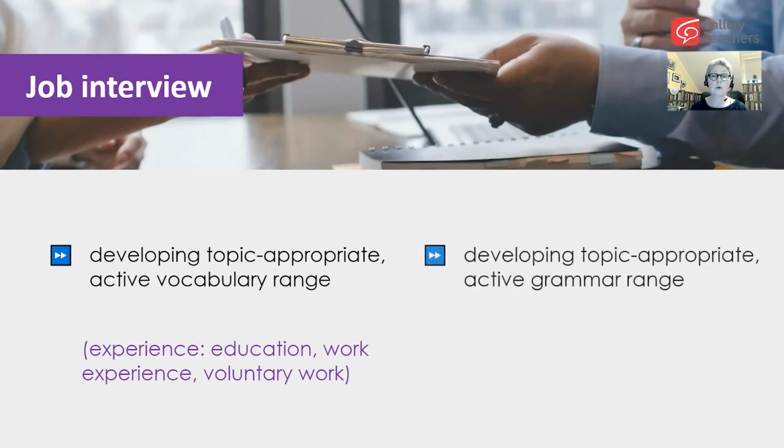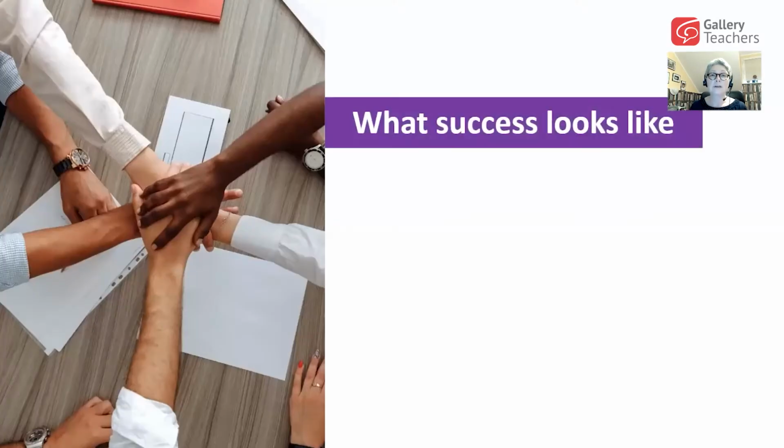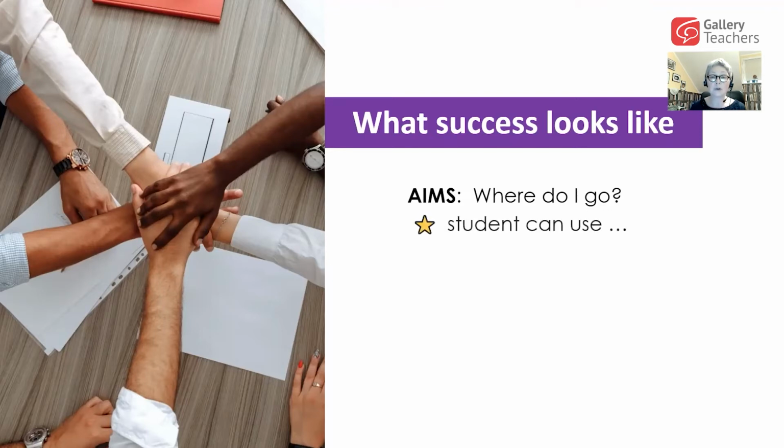Another possible aim would be developing active grammar range. And a key skill which can be practiced in a job interview is, of course, the ability to ask questions. So this was the first component of success, the aim which the students are working on achieving. And what the students are working towards is best expressed using can-do statements.